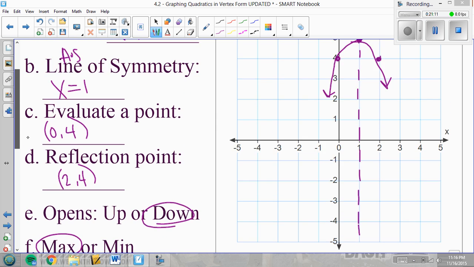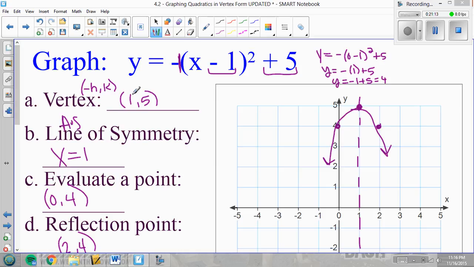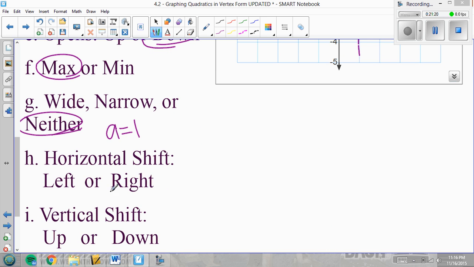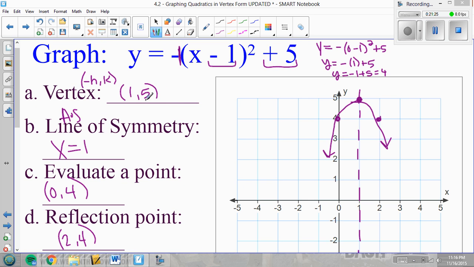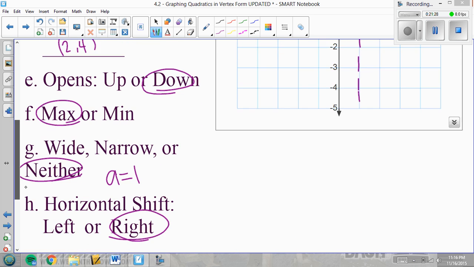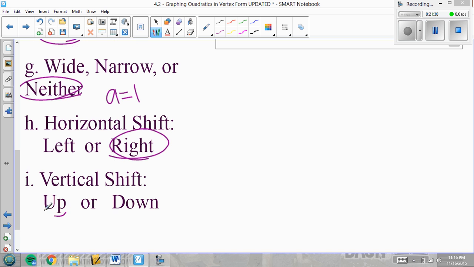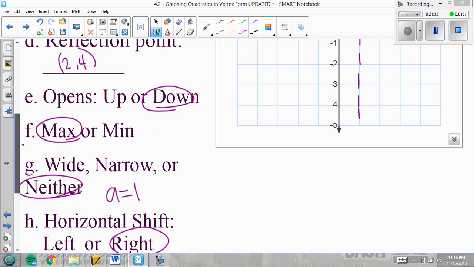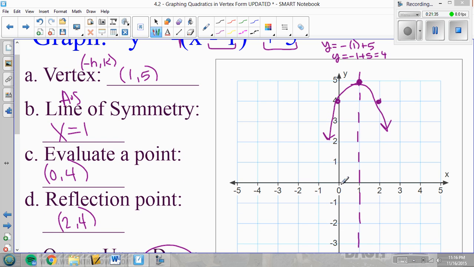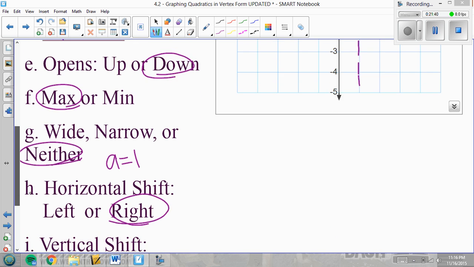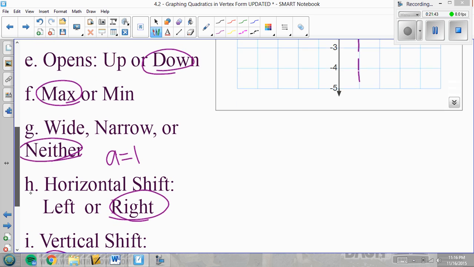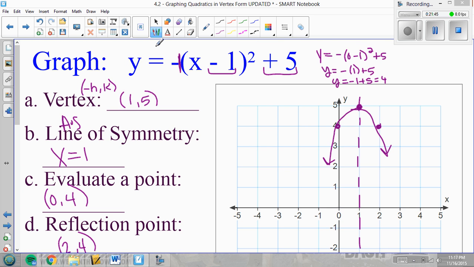My horizontal and vertical shift. So looking at my vertex, positive 1 for the x. Positive numbers on your x-axis, remember, are on the right side. Your vertical shift, y is 5, you are moving up. Just to double check, we'll look at our graph. From 0, we went right and up. So we do know that we filled that out correctly. Okay, so that's graphing in vertex form.